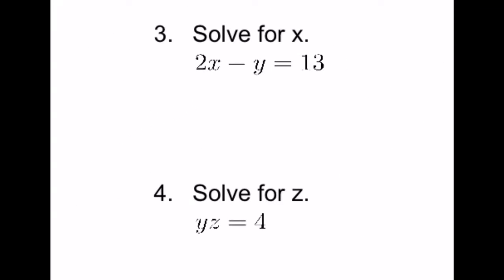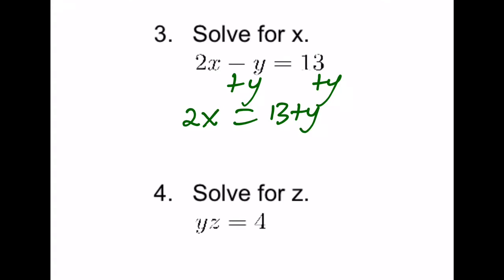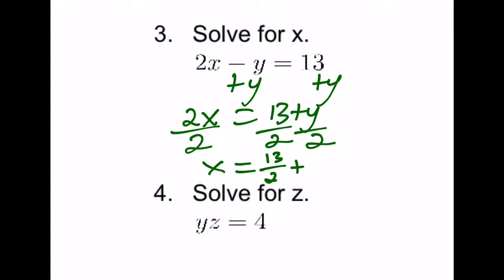For number 3, we are solving for x, which means we need to move anything that is not an x to the other side. The most common mistake here is that 13 plus y is not 14. It's just 13 plus y, a number plus a letter. When we divide by 2, we must divide everything by 2, so x is equal to, we can leave it as 13 halves, plus y over 2.